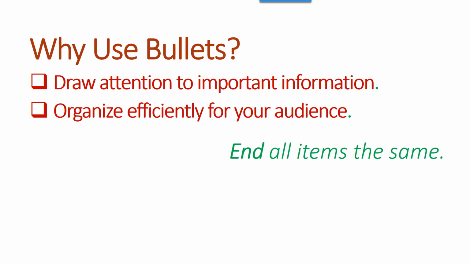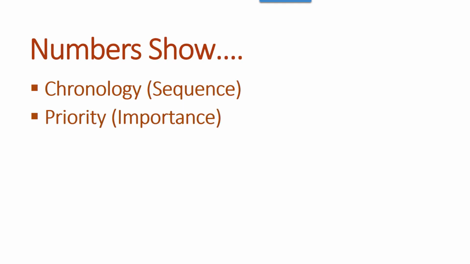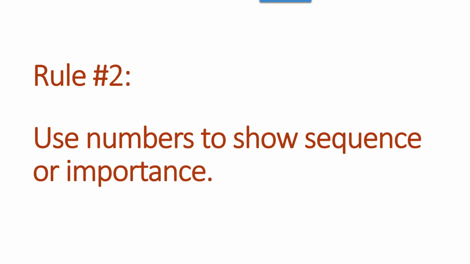So why use bullets? Well, for the same reasons that are listed here, but notice that polish extends to keeping everything the same. So end all your items the same. If you have a complete sentence, then every bullet's going to be a complete sentence. So rule number 1, use bullets if all items in a list are equal. When you're asking the question bullets or numbers, remember numbers show chronology or sequence. They also show priority or importance. The most important thing we want to accomplish is number 1. Second most important. So use numbers to show that sequence or importance.